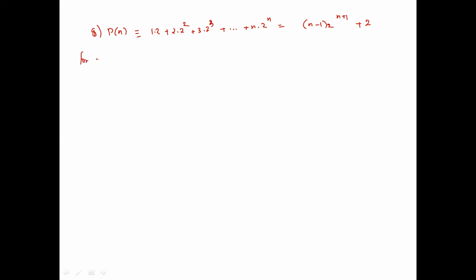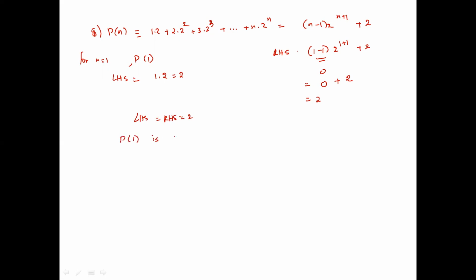So for n equal to 1, I can take P of 1. Left hand side only the first term, 1 into 2, which is 2. But on the right side I have to put n as 1: (1 minus 1) into 2 power (1 plus 1), plus 2. Because 1 minus 1 is 0, this entire term will become 0. But here you have 2. Right hand side answer is 2. Left side answer, right side answer, both are 2. That means you can say P of 1 is true.